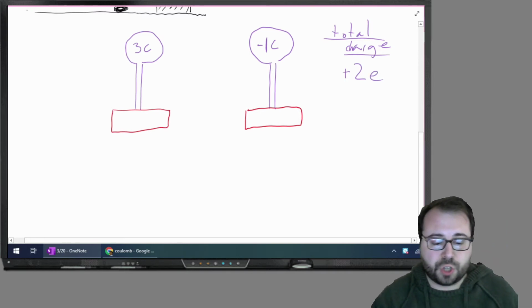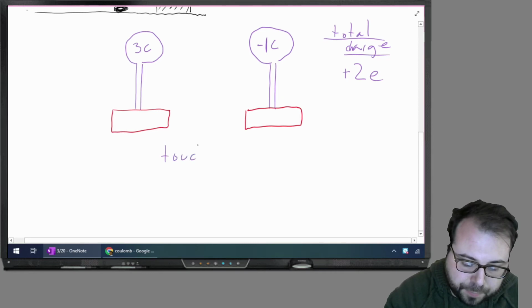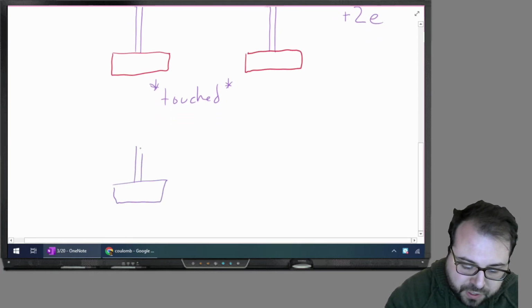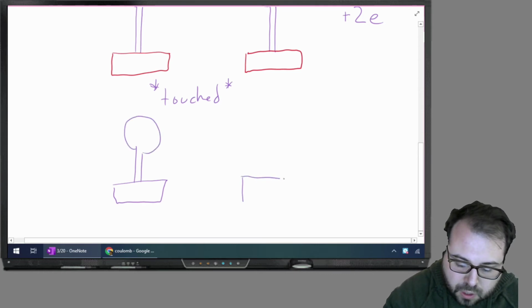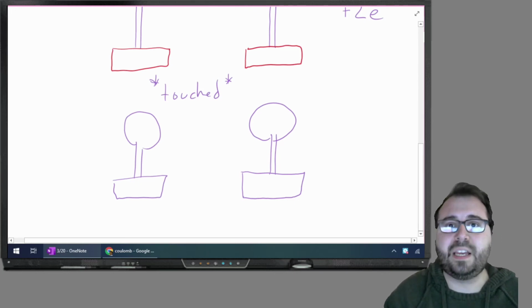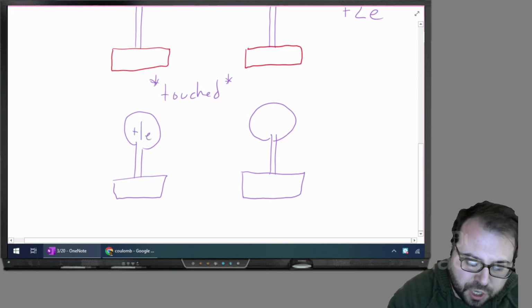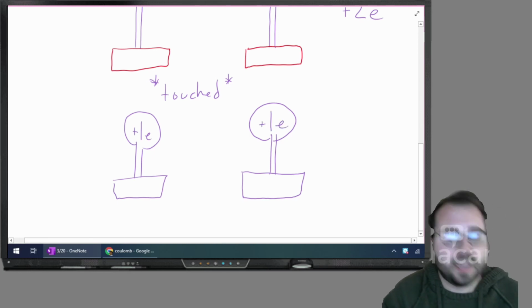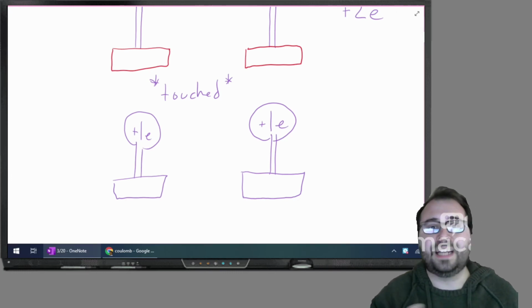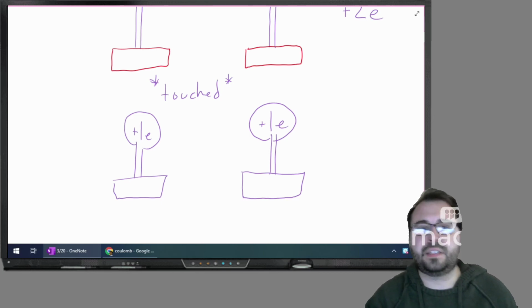So that means that total charge, if these two are touched together, in the next scenario, these two spheres would then evenly split the total amount of charge. So we know the total amount of charge is 2 elementary charges. That charge is going to split evenly between them, so each one should have a charge of +1e. So this is all really easy to figure out as long as we understand that the two objects are identically sized and they're on insulating stands. Two very important parts to being able to solve these problems.